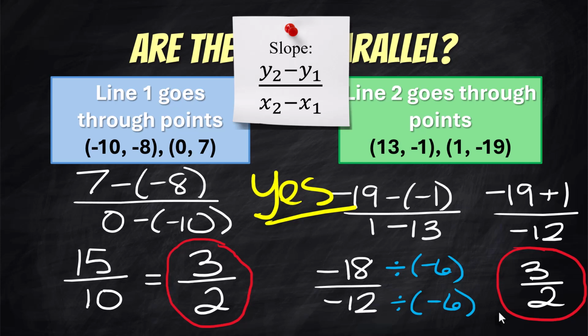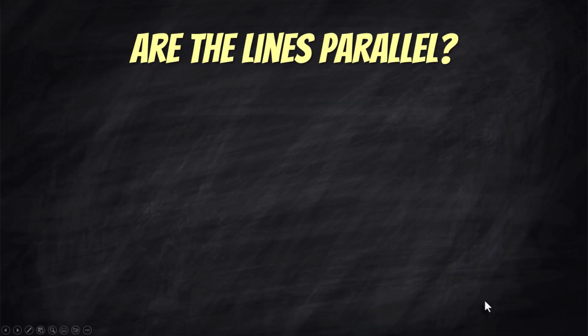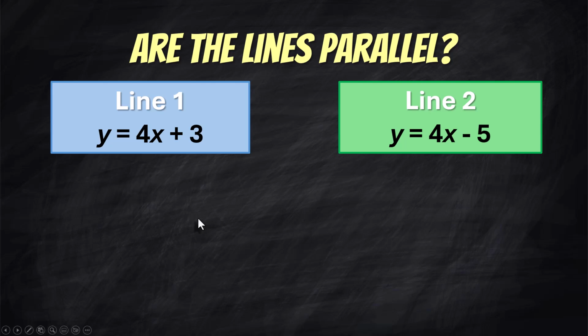I think we're ready for a no, right? You know how teachers work. You have 2 yeses in a row, there's going to be a no. Oh, it's different. Instead of giving you the points, I'm giving you the equations. Is y equals 4x plus 3, that's line 1, is that parallel to y equals 4x minus 5?